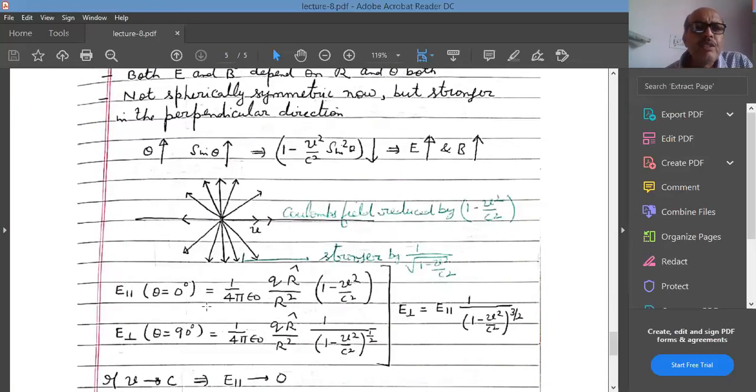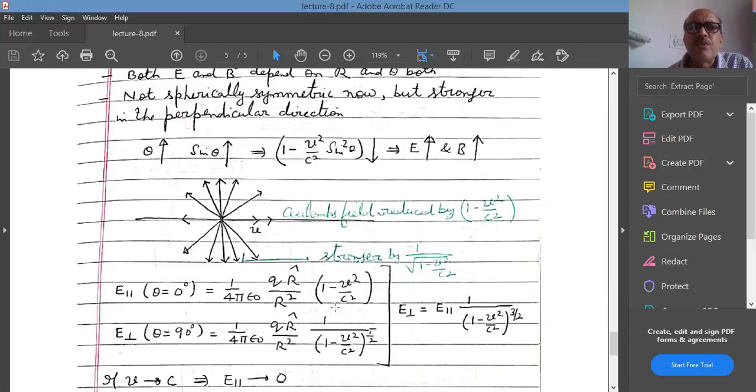But if we write down the similar expression for theta equal to 90 degrees, if you put theta equal to 90 degrees here, sine theta becomes 1. So that means 1 minus v square upon c square to the power of 3 by 2 is there in the denominator, and we have 1 minus v square upon c square in the numerator.